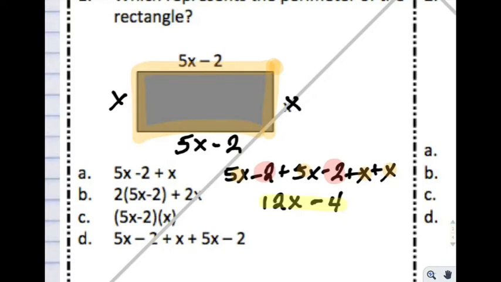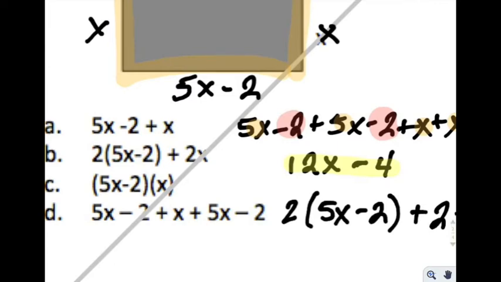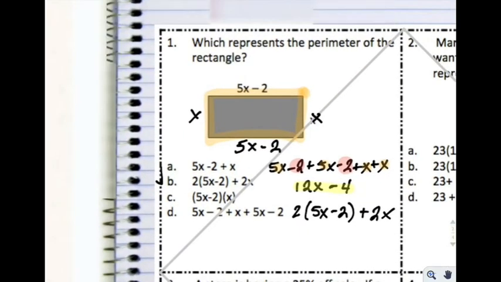We know that we need 2 sides that are 5x minus 2, and we need 2 sides that are x. So that's another way to think about this expression. Do any of these options have us multiplying by 2? Well, definitely letter B does. And it looks like that is the only option, right? I have 2 times 5x minus 2 plus 2 x's. So letter B would be the correct choice for number 1.